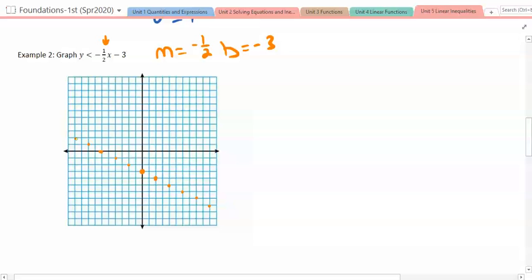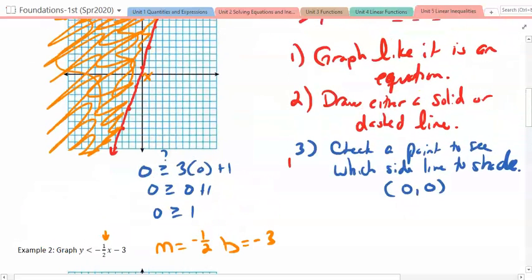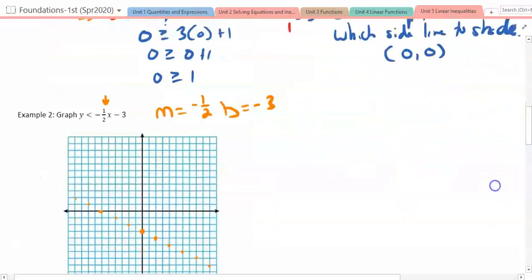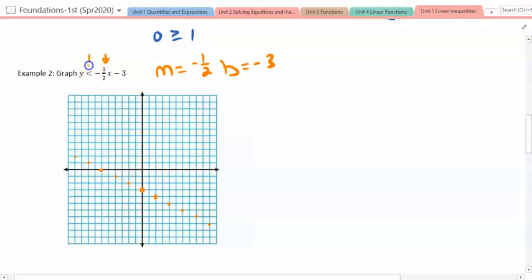Now, that was step 1, right? Step 1, graph like it's an equation. We did that. Step 2, draw either a solid or dashed line. Well, which one am I going to draw here? Look at the inequality. It says that y is less than. And so what am I going to draw? A solid line or a dashed line? It's dashed because it's not equal to. There's no equal to bar underneath. So I'm going to dash this line as we go through the coordinate plane.